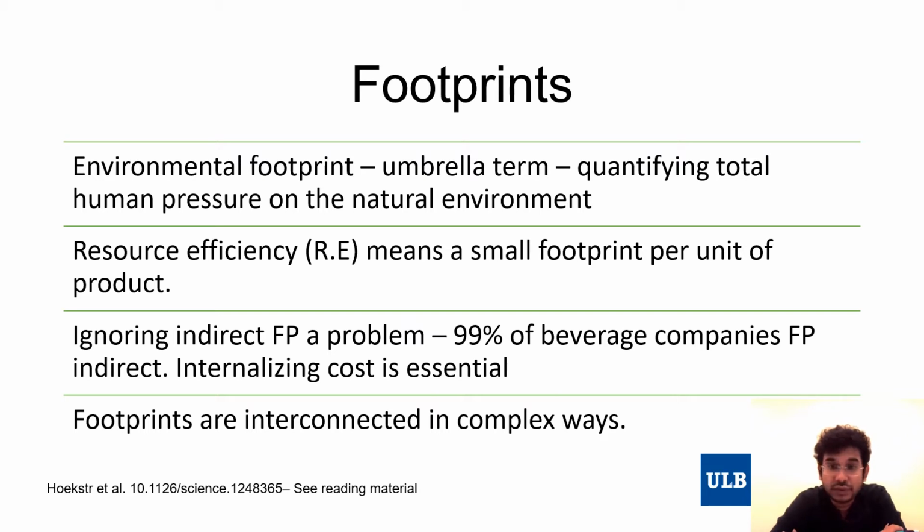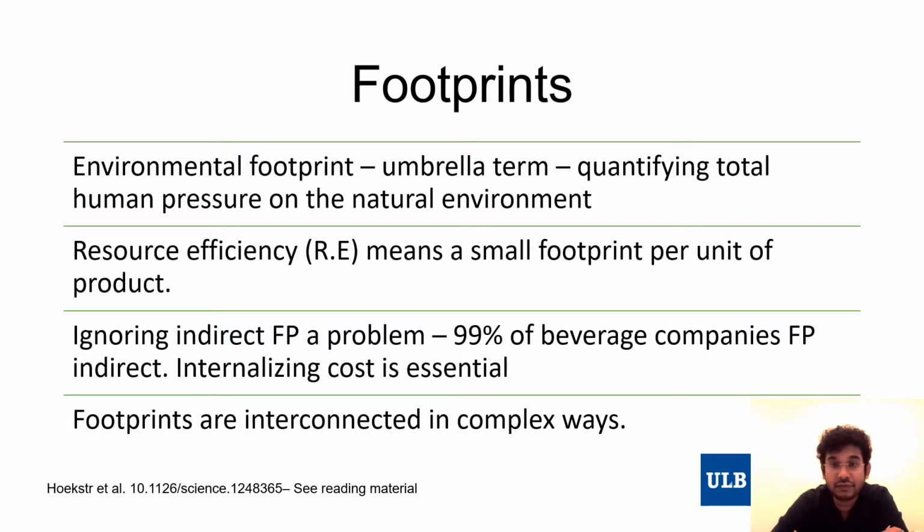So what we try to do with quantification, one of the strategies is to improve the resource efficiency. What is resource efficiency? Resource efficiency means that we try to have a smaller footprint per unit of product. But how we quantify the footprints per unit of product needs to be very carefully considered, because for instance, let's take a beverage company. Almost 99% of their footprints are actually indirect. What is indirect we are going to see in the next slide. But ignoring indirect footprints is a problem.